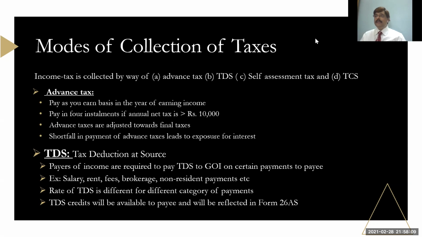TDS, that is tax deducted at source, is another mode of collection of taxes. The government stipulates that the payer of income, such as an employer paying salary, deducts the tax and pays the balance to the recipient. Taxes are remitted by the payer of the income directly to the government, and the recipient gets tax credit for the taxes deducted by the payer and paid to the government. There are many kinds of payments which attract a tax deduction at source. For example, payment of rent, fees payable to a professional, brokerages, etc.